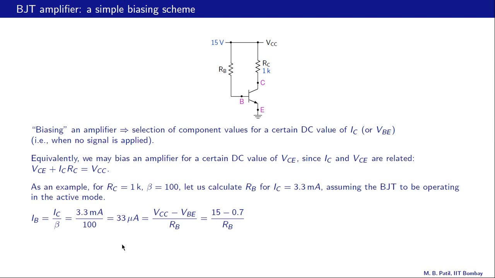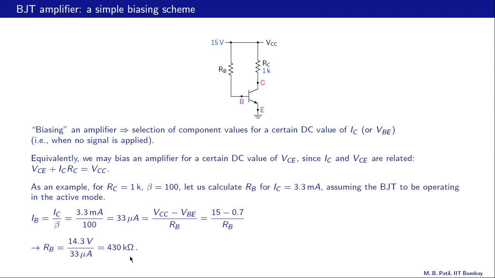Simple calculation. If we know IC, we also know IB. IC divided by beta, 3.3 milliamps by 100, is 33 microamps. And what is IB? This current is 15 volts minus VBE divided by RB. So that is 15 minus 0.7 divided by RB. So we have an equation now for RB. Using this number we can calculate RB. So RB turns out to be 430 kilo ohms.